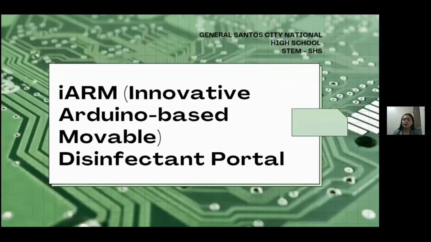And now let me give the time to Chad for the results and discussion. Allow me to talk about the results and discussions. This chapter discusses the presentation, analysis, and interpretation of data acquired during the study, with a focus on the effectiveness of the iArm disinfecting portal's 3 command systems and liquid level sensor. We tested the distance covered by the iArm disinfecting portal and the range of the ultrasonic sensor, both measured in meters. We also tested the disinfectant reservoir levels, which is measured in millimeters.